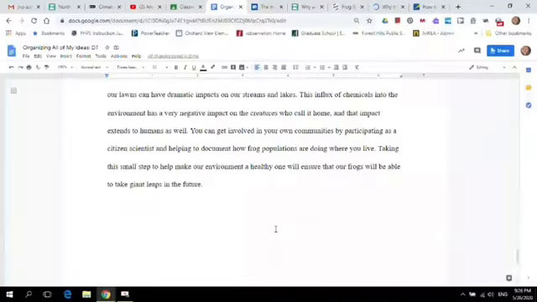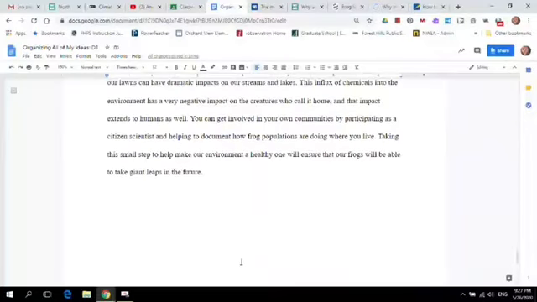You can get involved in your own communities by participating as a citizen scientist and helping to document how frog populations are doing where you live. Maybe I want to emphasize the you. I'm going to italicize that. Taking this small step to help make our environment a healthy one will ensure that our frogs will be able to take giant leaps in the future. I was kind of thinking of that "one small step for man, one giant leap for mankind" quote, but changed it a little bit to focus on frogs.